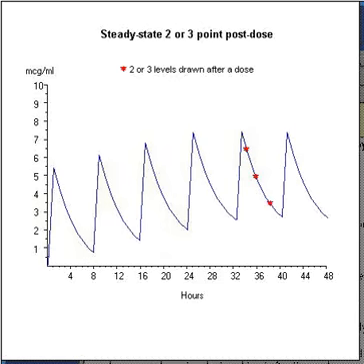Another steady state method is the 2 or 3 point post-dose method. It's not used that often, and it's probably not as accurate as the others, but still it's an option, and some folks swear by it.